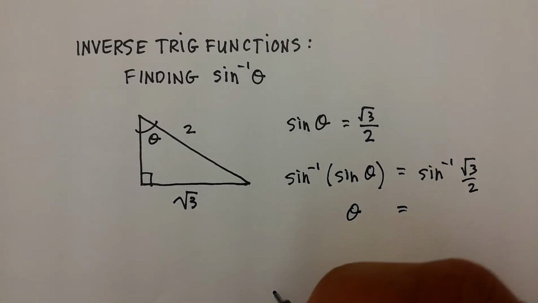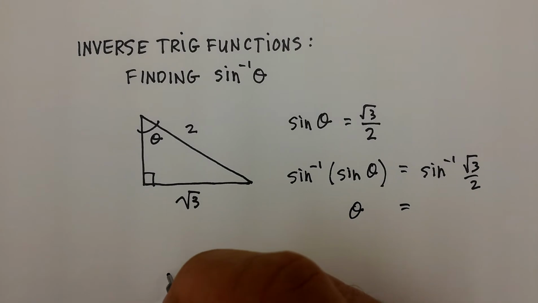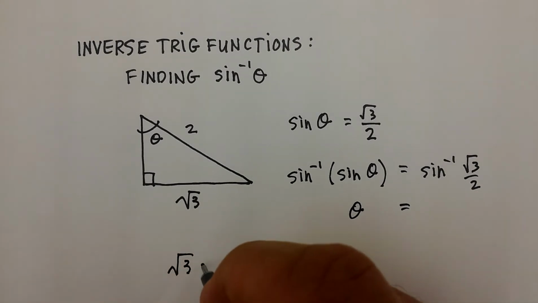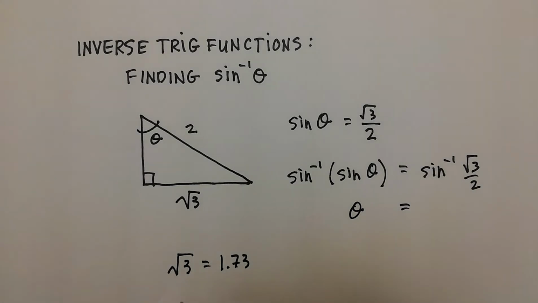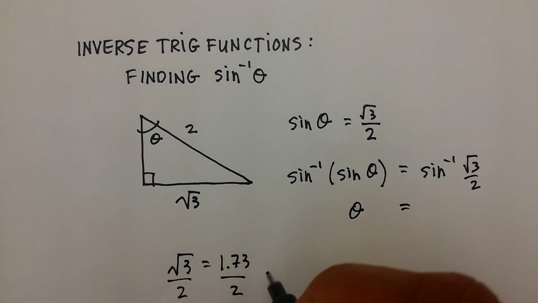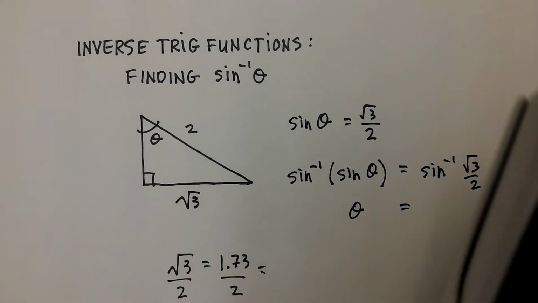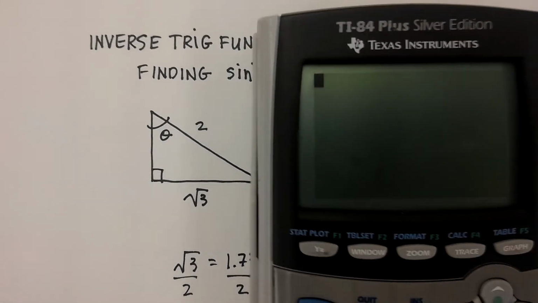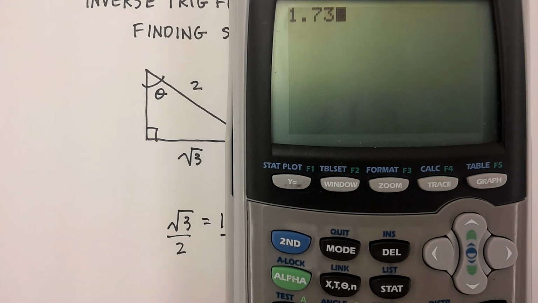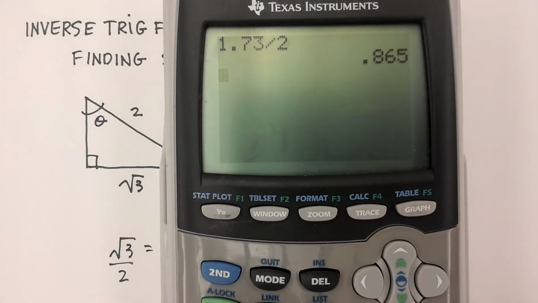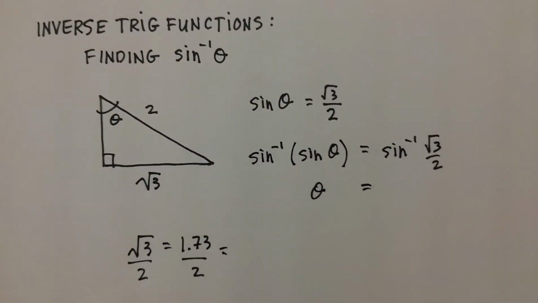Now, what is radical 3 over 2? We can actually figure that out down here. Let's go ahead and do that. I know that the square root of 3 is approximately 1.73. And I know that 2 is just 2. So 1.73, let's go ahead and use our calculator. 1.73 divided by 2 gives me 0.865.